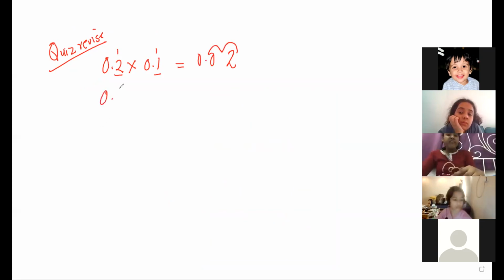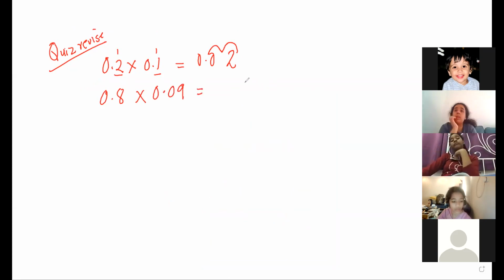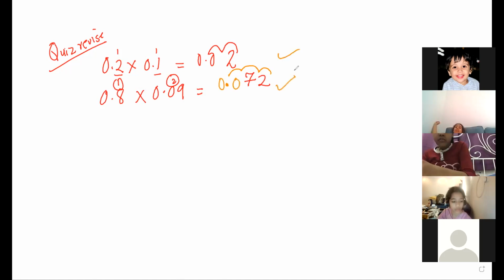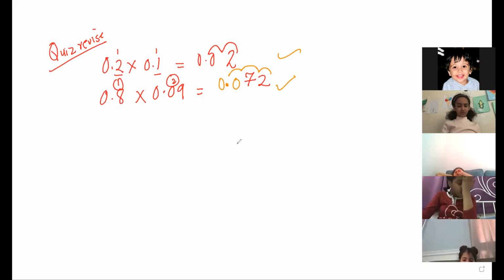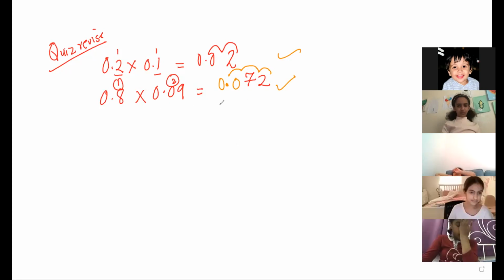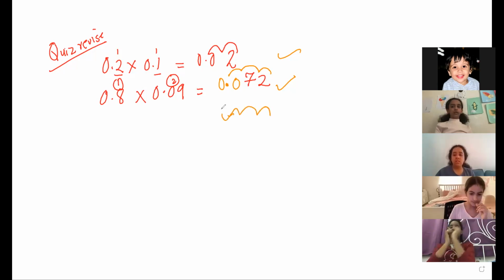If it is like 0.8 multiplied by 0.09, yes, 9 times 8 is 72. You have 1 place here and 2 places here. Total, you have 3 places. So 1, 2, and 3. Put a point here and put a zero. Do you remember these kind of questions, girls? It's easy. Do you remember such kind of questions? If they give you, will you be able to do it? With multiplication, you move to the left side.